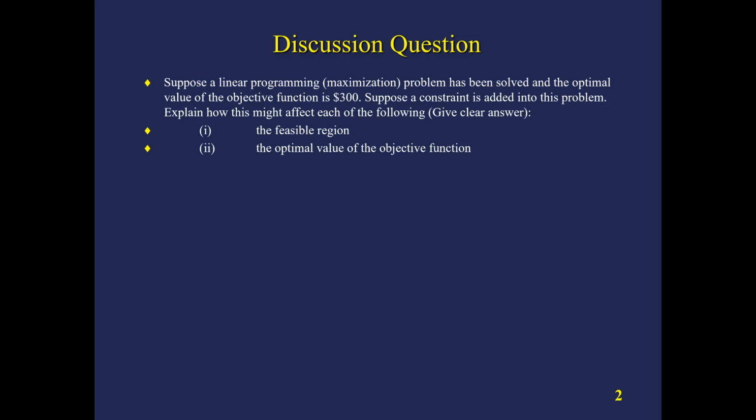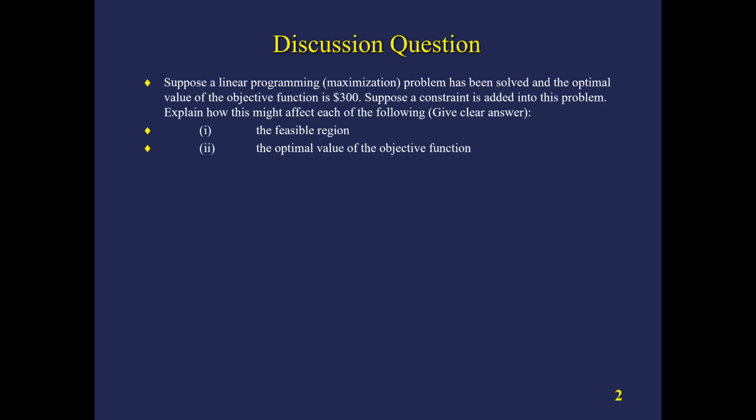The feasible region, if we add a constraint, is going to either decrease or stay the same. It stays the same only if the added constraint is redundant. Suppose the constraint added is not redundant, then of course the feasible region is going to decrease.